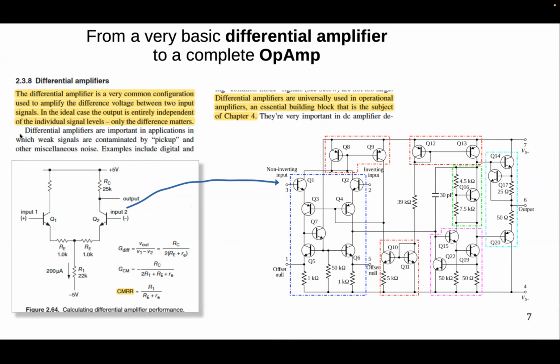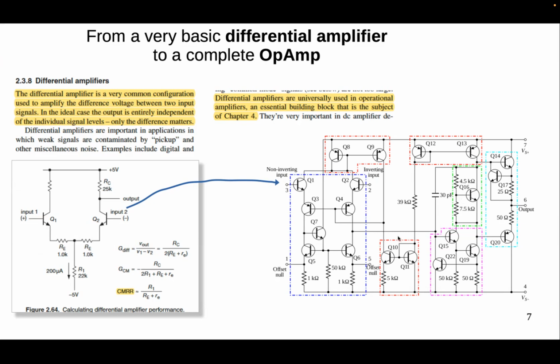So what is here? The differential amplifier is a very common configuration to amplify the difference in voltage between two input signals. In the ideal case, the output is entirely independent of individual signal levels. So only the difference of the two signals matters, and we have some output depending on the inputs. The differential amplifier is the first stage of the operational amplifier.